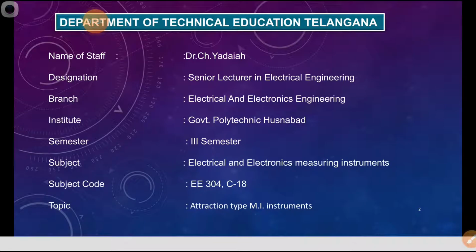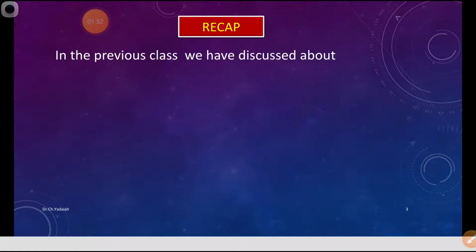So, this topic is regarding the third semester, C18 scheme, EE 304, electrical and electronics measuring instruments subject, that is attraction type and repulsion type of MI instruments.